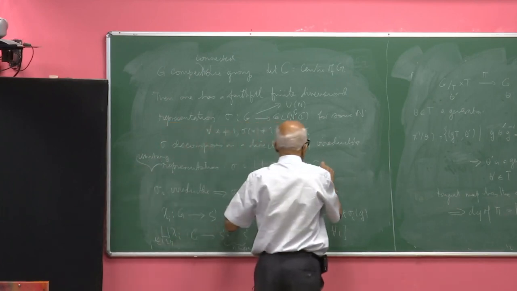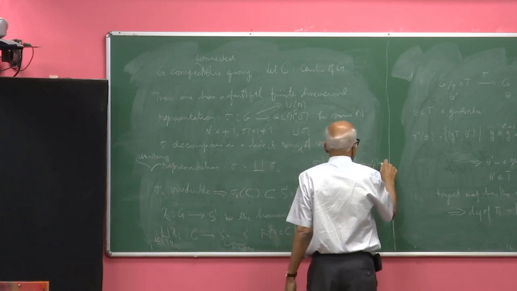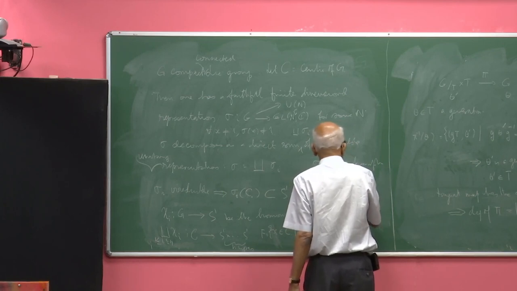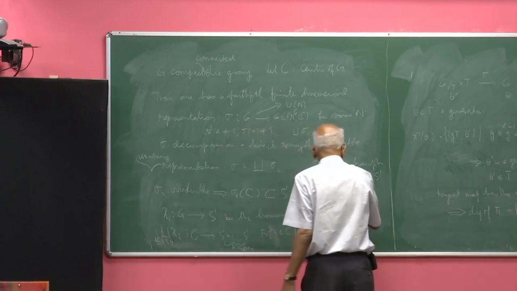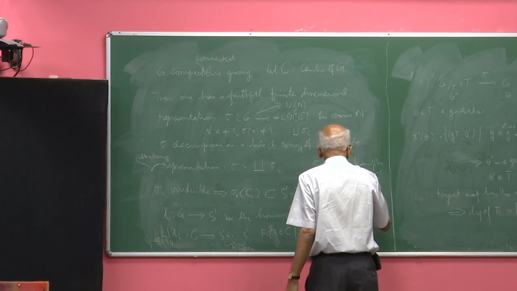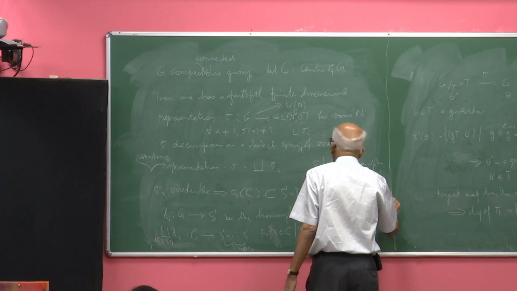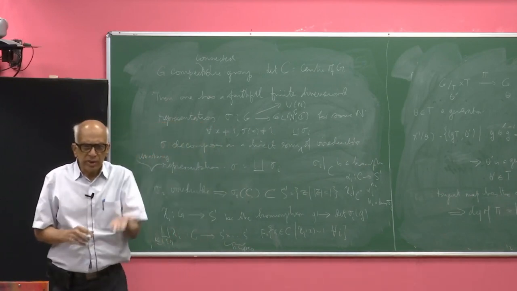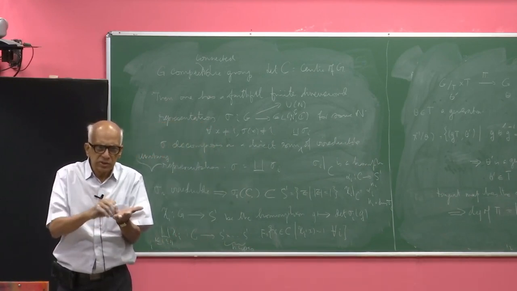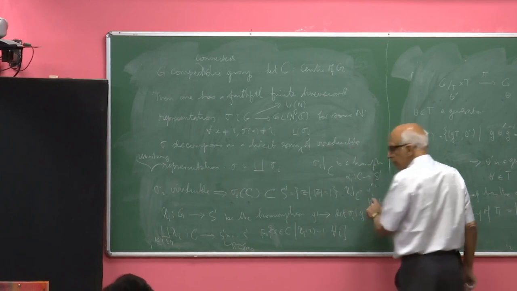restricted to C, which is a homomorphism, say alpha I from C to S1. And chi I restricted to C is nothing but alpha I power ni, where ni is the dimension of the representation sigma I. When you take the scalar matrix, its determinant is simply the scalar raised to the dimension of the vector space. So you find that chi I restricted to C is alpha I power ni.